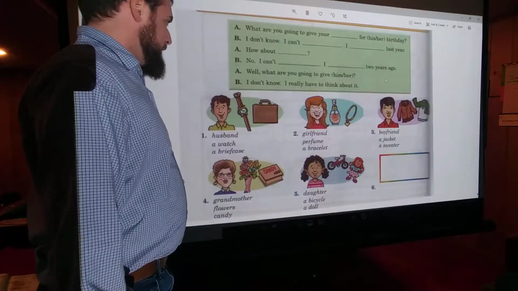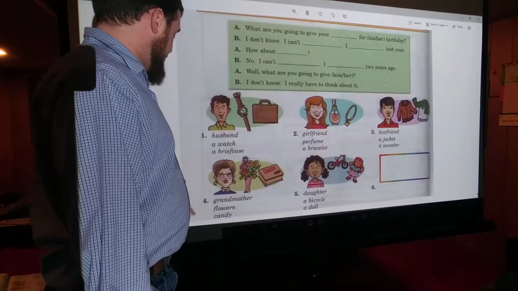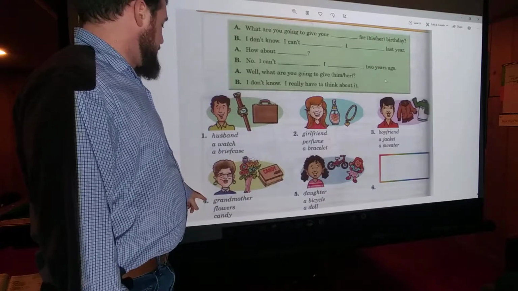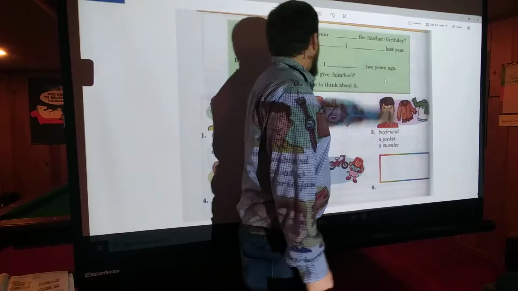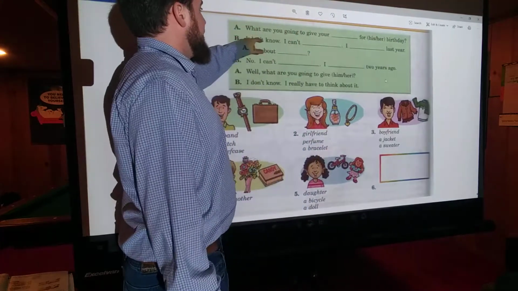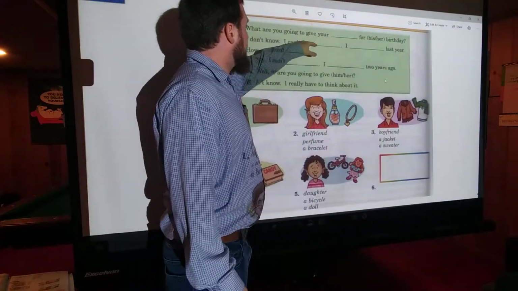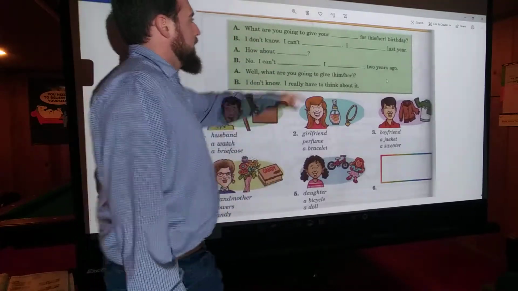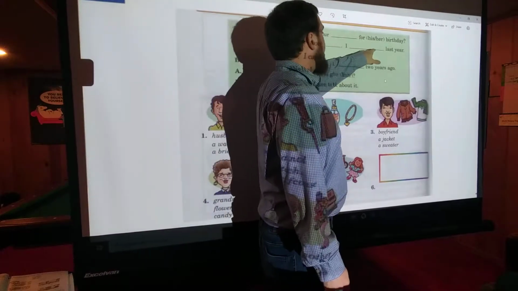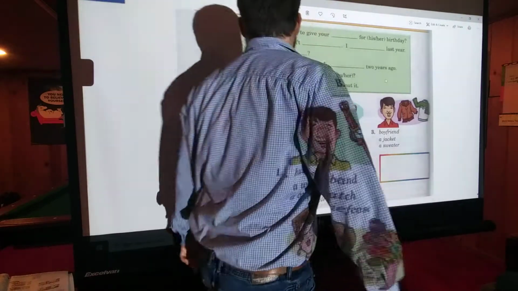Number 4. See, we're more than halfway there. You're doing great. Number 4. What are you going to give your grandmother for her birthday? I don't know. I can't give her flowers. I gave her flowers last year.